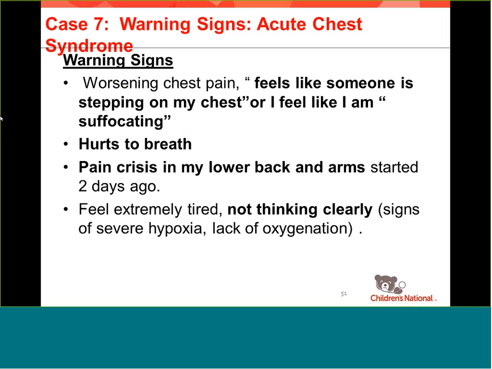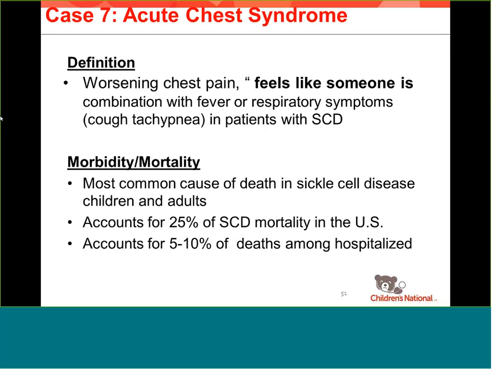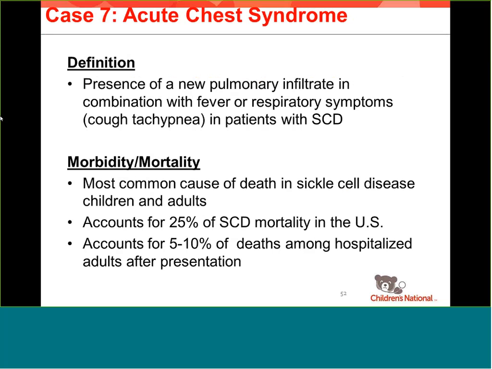So it feels like, with the patients that I have taken care of, it's just like someone is stepping on my chest. If it's severe, that's a warning sign. Feel like I'm suffocating. Hurts to breathe. Pain crisis in my lower back, arms, but mostly lower back and trunk area might be a sign that the pain is actually acute chest in the lungs. Being extremely tired, not thinking clearly, those are signs of severe hypoxia, lack of oxygenation. They may not know they're actually having severe oxygenation problems. Presence of a new infiltrate, in combination with fever or respiratory symptoms, is basically the definition of acute chest syndrome.